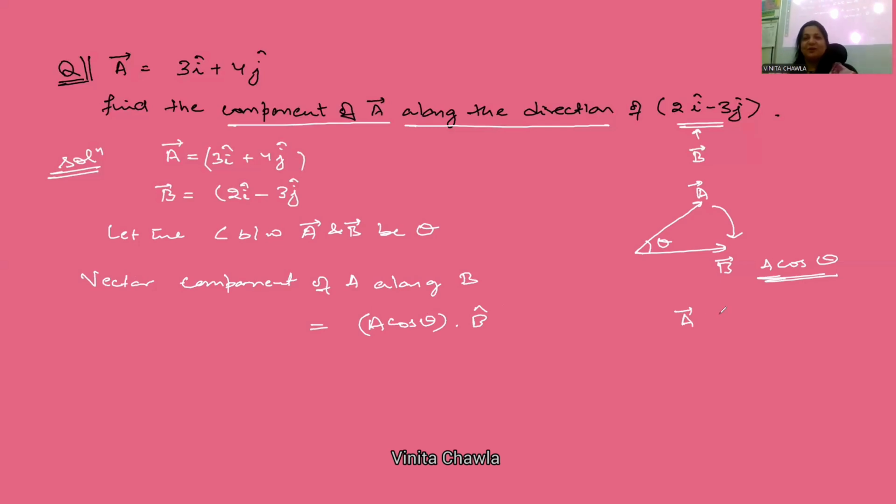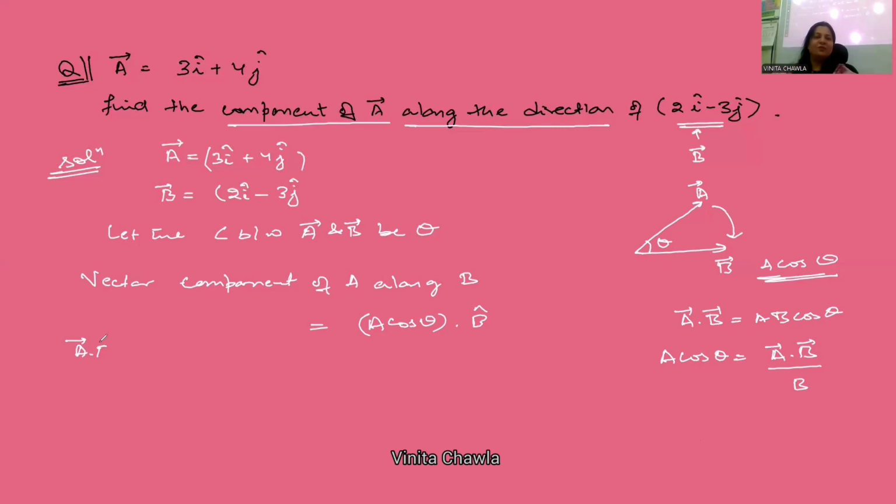When we take the dot product, we get AB cos theta. So from here we can get A cos theta. So A cos theta is vector A dot vector B upon B. For this, we need to find the magnitude of vector B first and the dot product of these two vectors. So let's find the dot product of these two vectors.